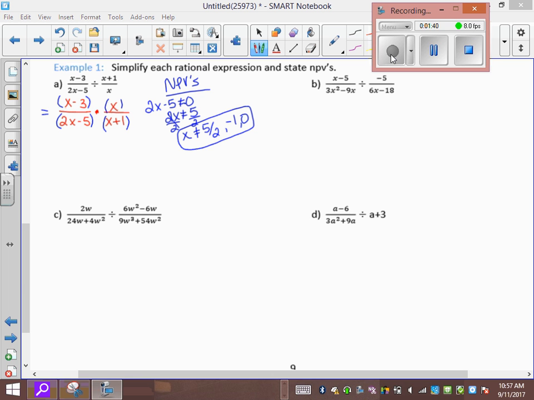Okay? Now, is there anything I can cross off? I've stated NPVs. Can I cancel anything? Because now we're just at multiplication. We're actually just doing what we just did on our quiz. Anything on the top or the bottom that can cancel? Can I cancel the x? No. Nothing. Don't kill a kitty. So x minus 3, and then 2x minus 5, x plus 1. Unless they've expanded it, don't. You're done. Don't make your life harder.